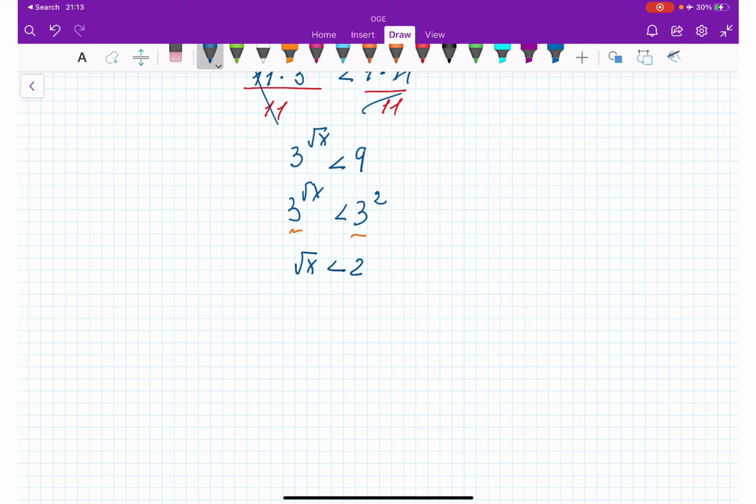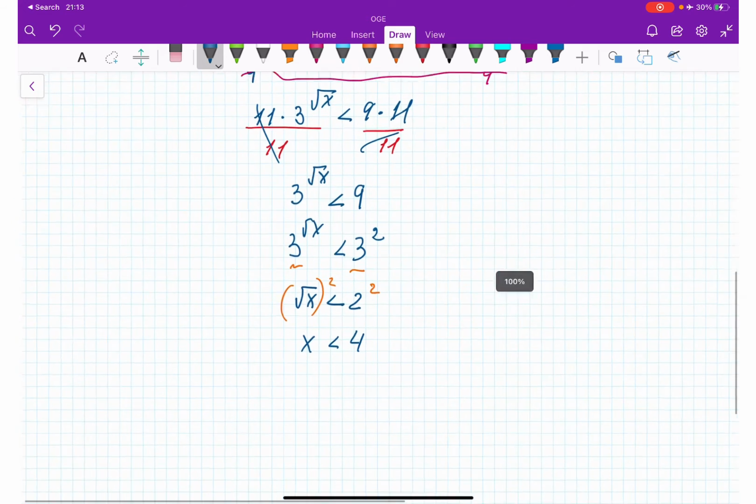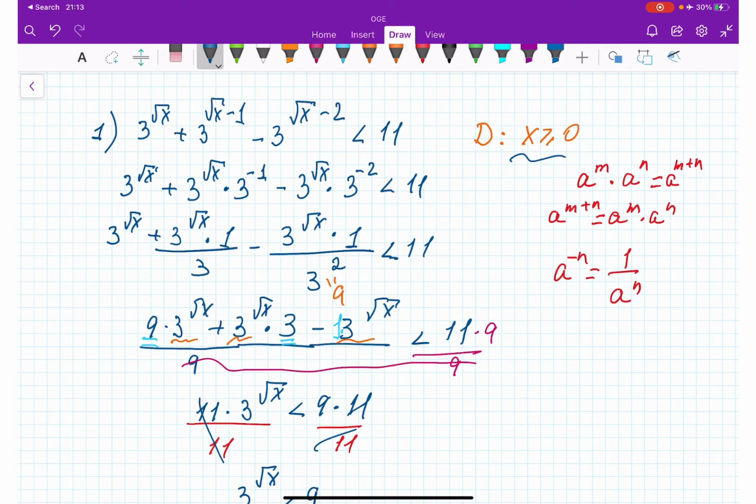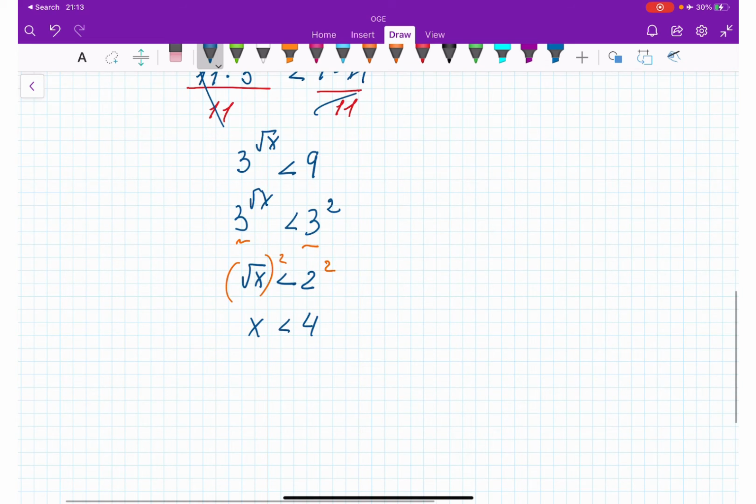And what does that mean? Let's see. I'll put it this way. Square this to get rid of the square root, and accordingly square this also. And I will get x is less than 4, right? So now let's figure out what is going to be the answer. Considering this condition, x greater or equal to 0, so we have 0 and we have 4.